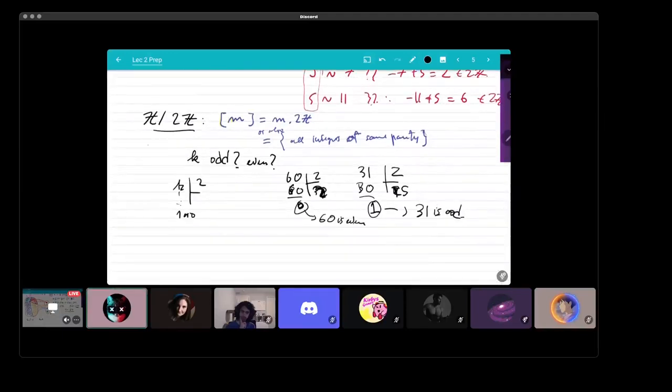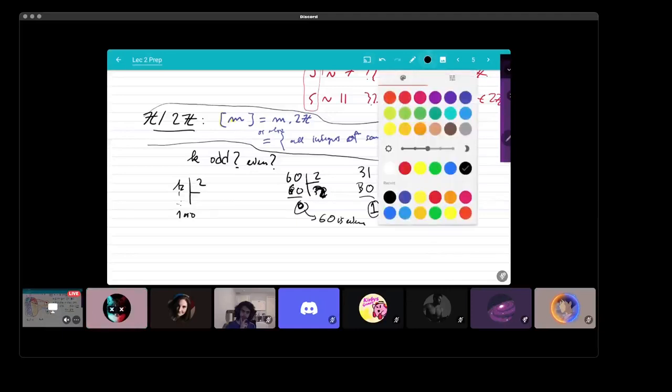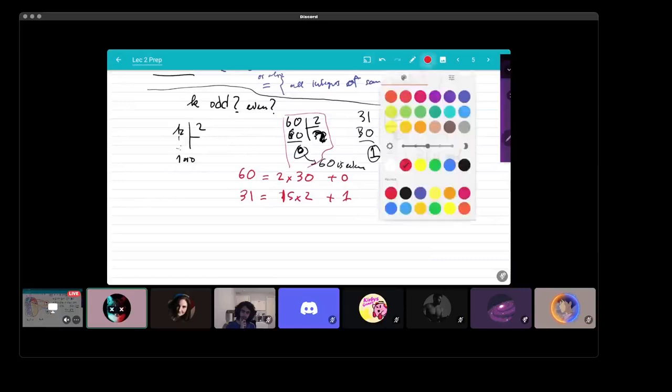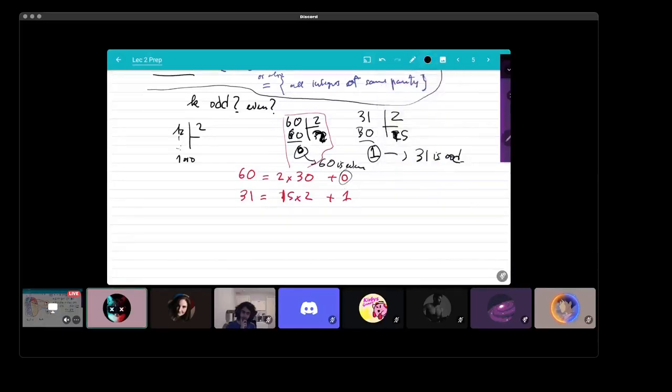And in relation to this whole equivalence class thing, if we rewrite the division as equations, we have 60 equals 2 times 30 plus 0, and 31 equals 15 times 2 plus 1. And this is what determines whether it's odd or even.